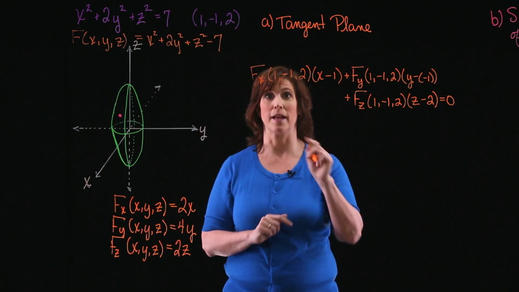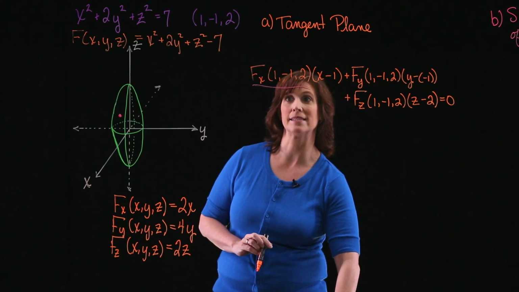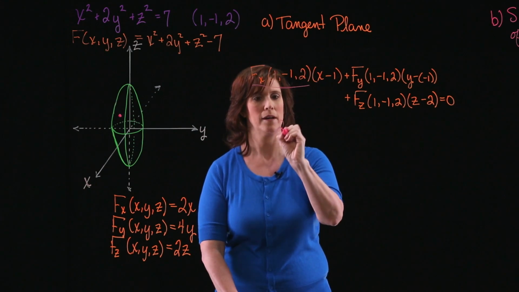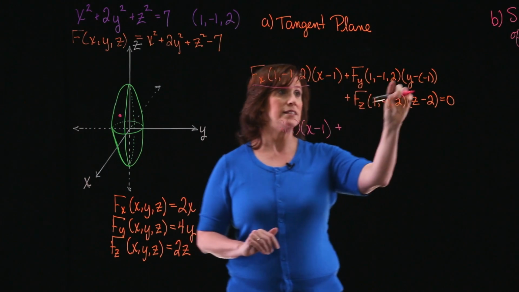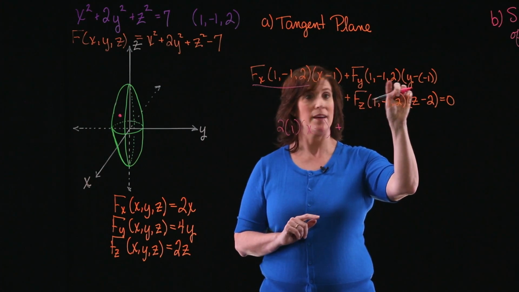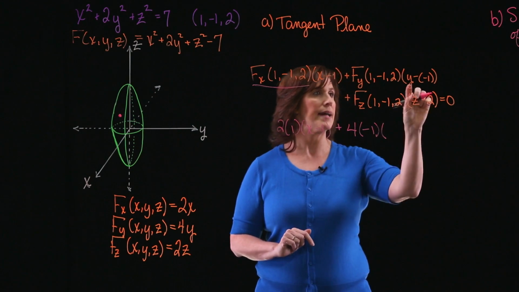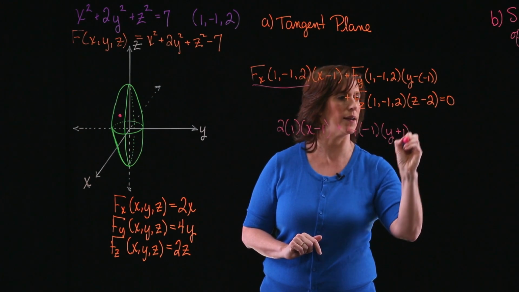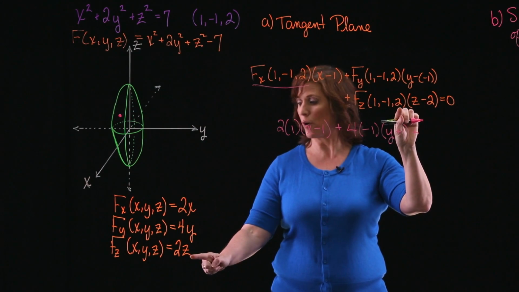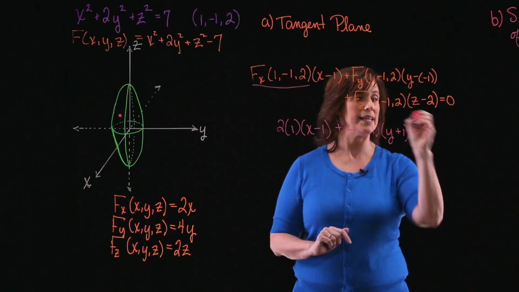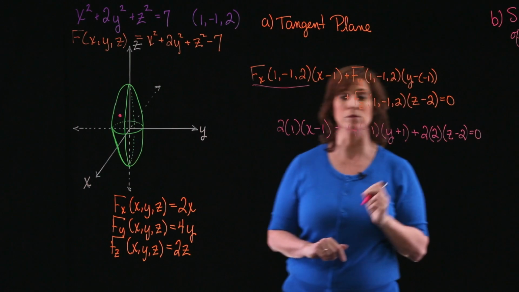All right, so for my tangent plane, the first partial is 2 times x, and the x coordinate is 1, so that will be 2 times 1, times the quantity x minus 1. I now need the partial with respect to y at the point (1, -1, 2). That partial is 4 times y, so that's 4 times negative 1, multiplied by the quantity y plus 1. Next, my partial with respect to z is 2 times z, and z in this case is 2, times the quantity z minus 2, and that whole thing equals 0.